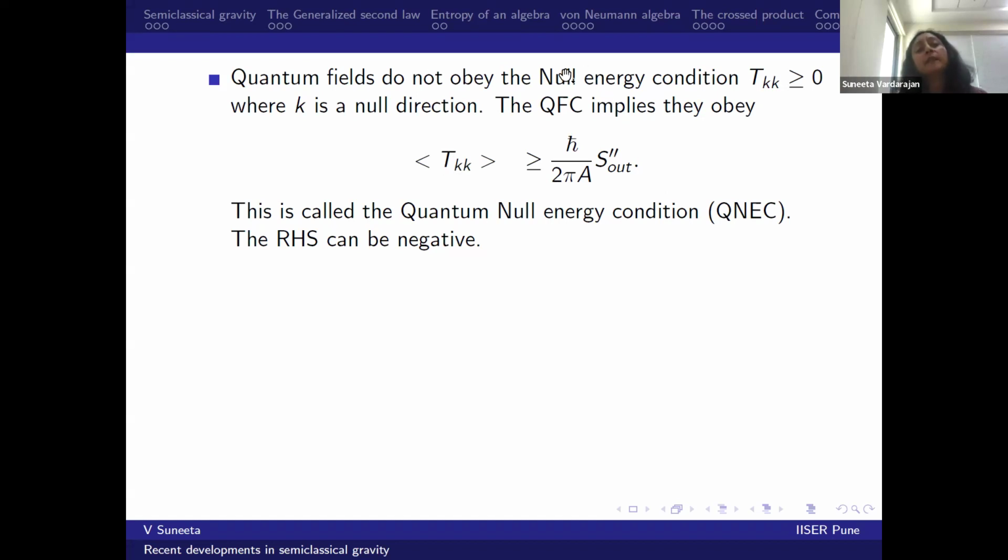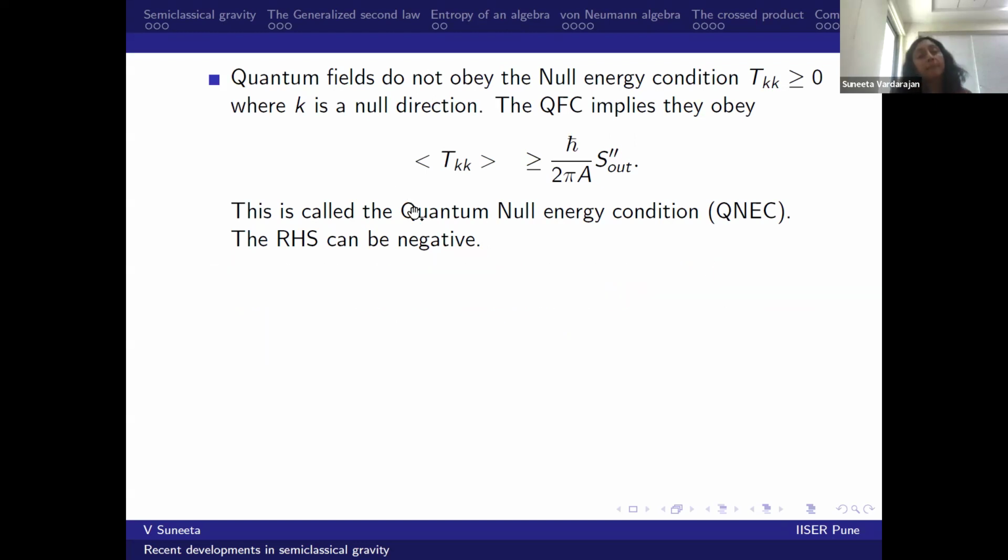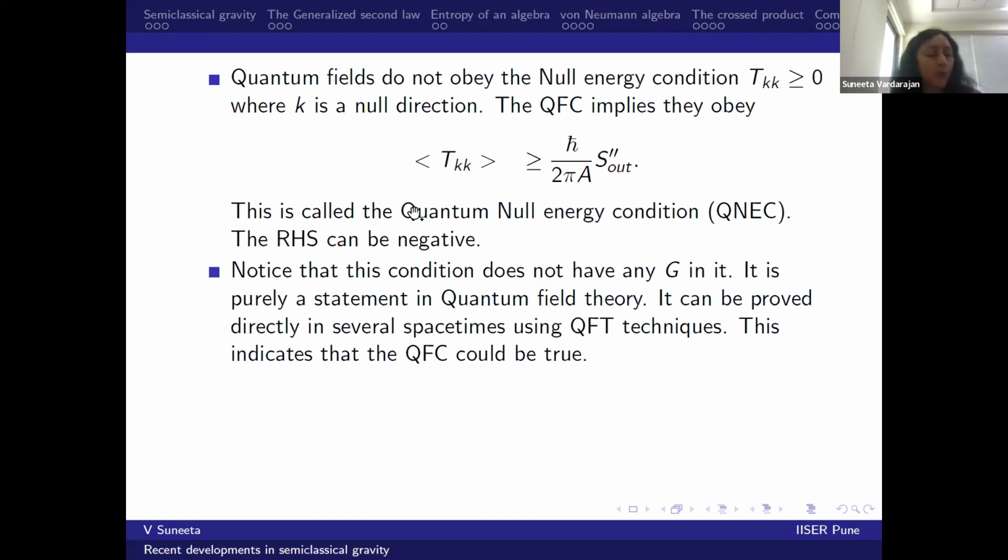Now, the quantum focusing conjecture implies this local condition. You notice that this particular condition for the energy momentum tensor does not have any Newton's constant in it. So although you got it from the quantum focusing conjecture where you had an area by 4G term and all that, there is no Newton's constant in this inequality. And therefore it gives you hope that this might be proved using just techniques in quantum field theory. And it has been indeed done. In several spacetimes using QFT techniques, you can prove that this inequality is true. So this suggests that the quantum focusing conjecture could also be true.